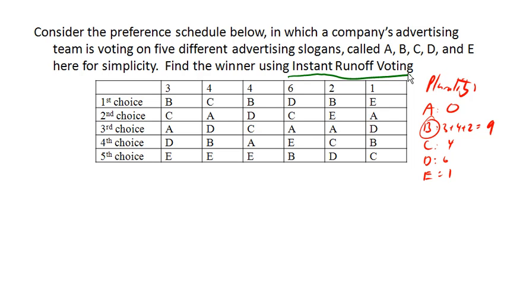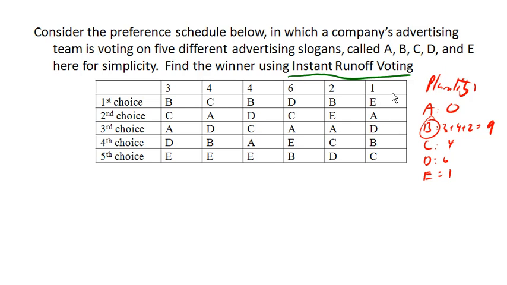So instant runoff voting says that whoever gets the smallest number of first place votes is going to get eliminated, and then their votes will basically get transferred to their next choice. In other words, this one person who voted for E as their first choice, instead of their vote not counting anymore, their vote will now count towards A.